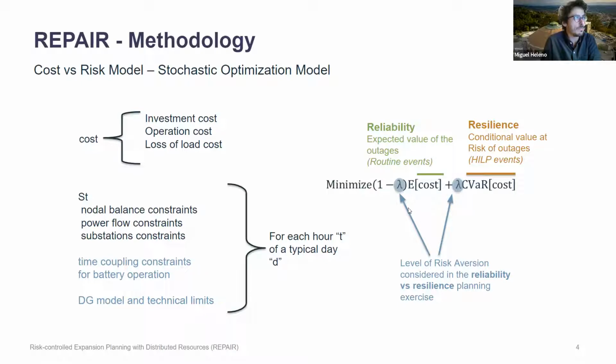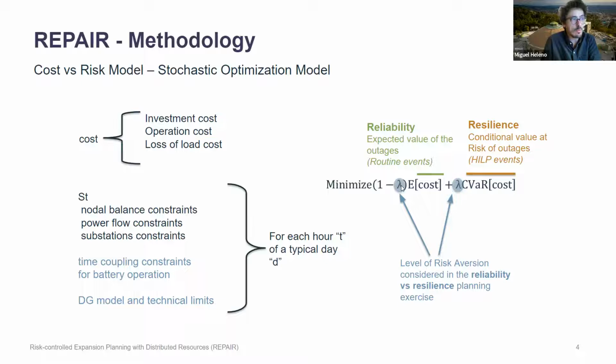And here we use a parameter, which is a lambda. This lambda parameter is a risk aversion parameter, and it can be between 0 and 1. When this parameter is 0, we are minimizing only the expected costs. We are just looking at the reliability aspects.